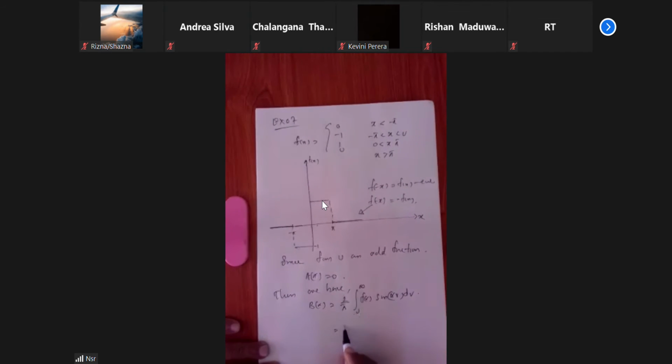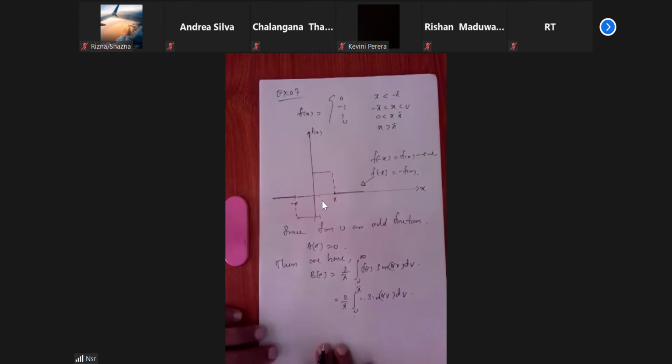Hence, you can write this function as 2 divided by pi, integral 0 to pi, 1 into sin alpha v dv. So now you can take the integration of this. Can you take the integration and let me know the answer? That is only the hint I want to give you. Let me know the answer.